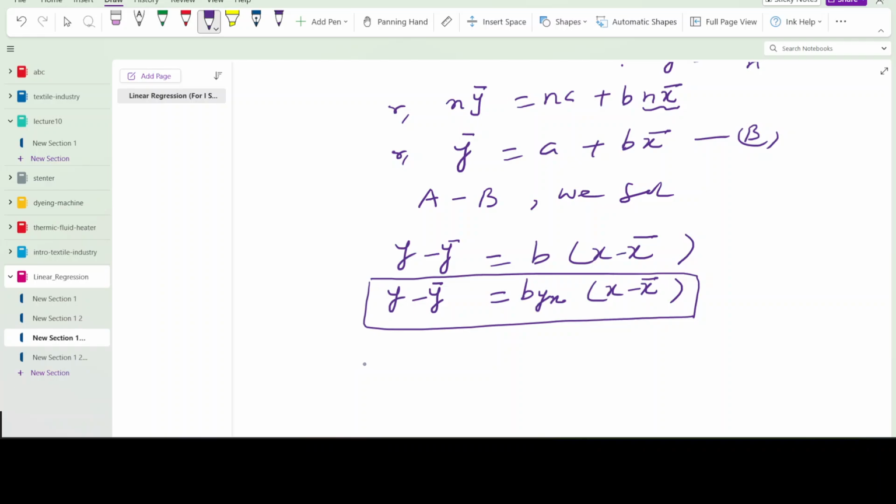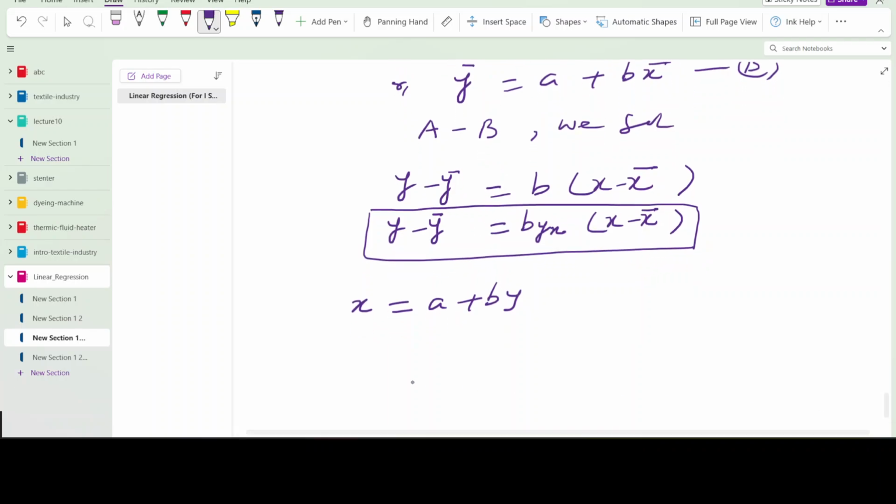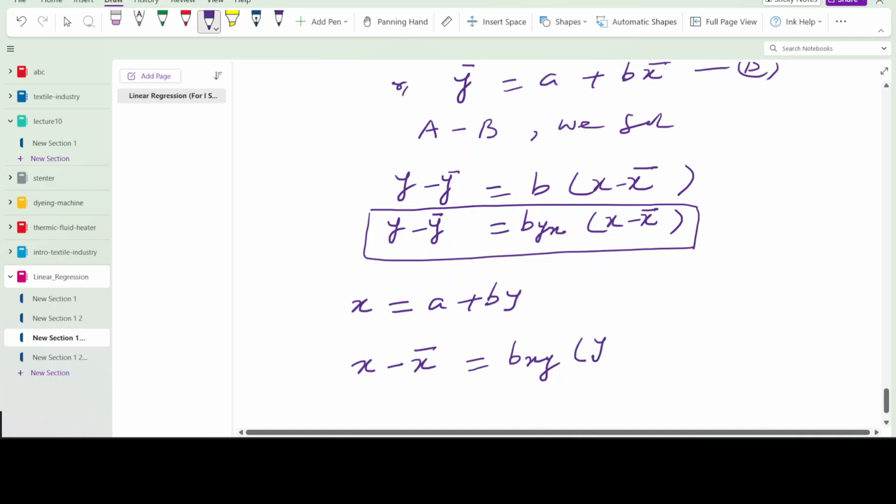Similarly, the regression of x on y can be represented, and the equation will be x minus x bar is equal to bxy (y minus y bar).